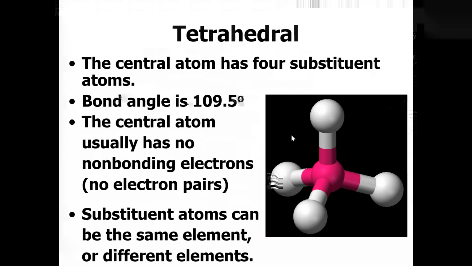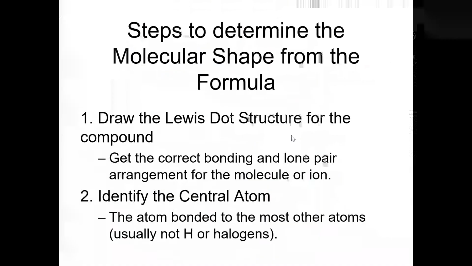Super, super common shape. So let's talk about how you would determine the shape of a particular molecule from the formula. So step one, you have to draw the Lewis dot structure. That's what we did in lesson number 4. You need to be able to draw the structure. You need to be able to determine the geometry of it. Know which one of your atoms is the central atom. Almost always it's going to be the one that has the most bonds to it. It should be pretty obvious. If it's not, I will go ahead and underline it to say, hey, this is the central atom.